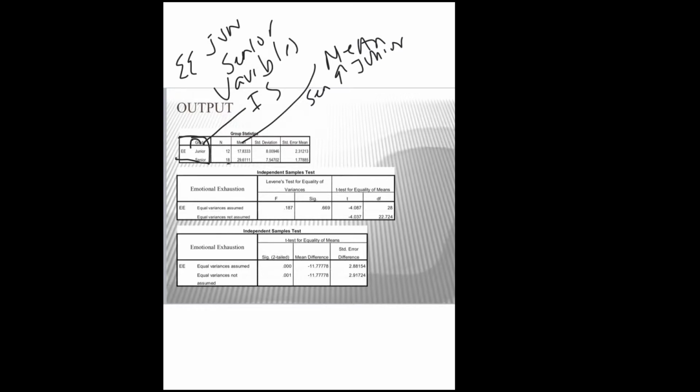We're talking about something like emotional exhaustion, which means that the players were either going to be emotionally exhausted or not. So in this case, we can say 29.61 for the seniors, and for the juniors, it was 17.83. 29 is higher than 17. So we can draw a conclusion right from those two numbers, that the seniors were higher than the juniors in emotional exhaustion. And later on, we'll discuss each of them individually because it's very important for your conclusion.